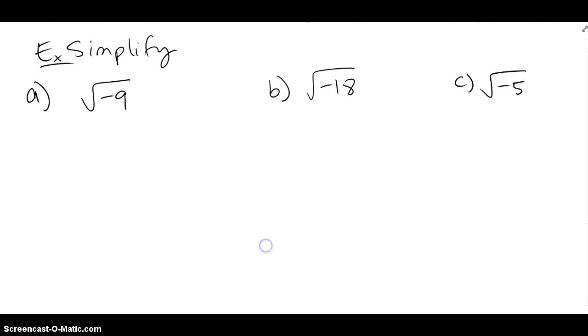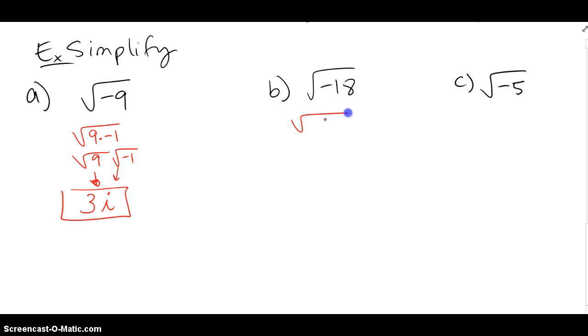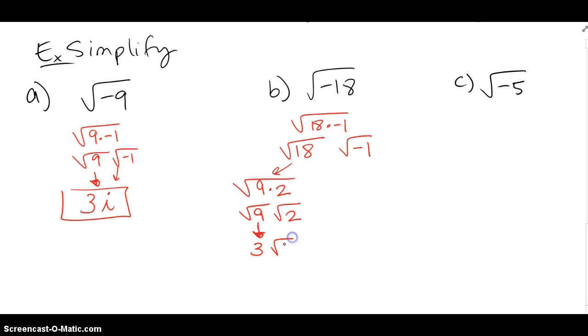Now let's simplify some of these, just like we used to simplify radicals. Again, this one you can think of as 9 times negative 1 and then split it, so it produces a 3 and an i for the negative 1, so this is equal to just 3i. We could do the same thing here. We could say that's 18 times negative 1, so we deal with 18 and the negative 1 separately. And 18 we can think of as 9 times 2, which pops out a 3 and a square root of 2.